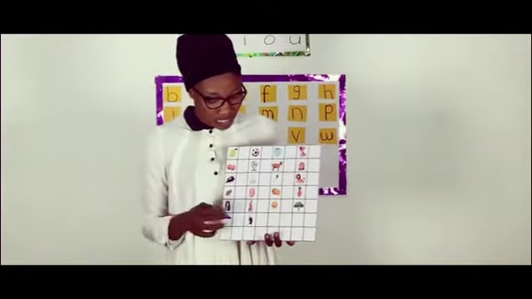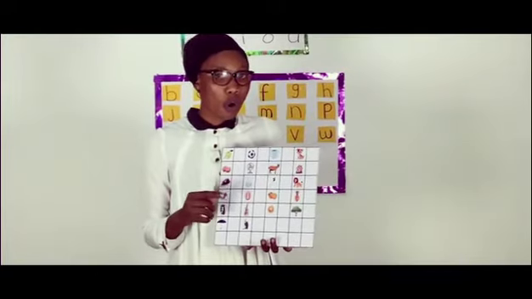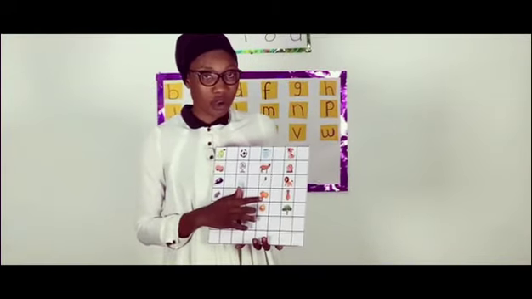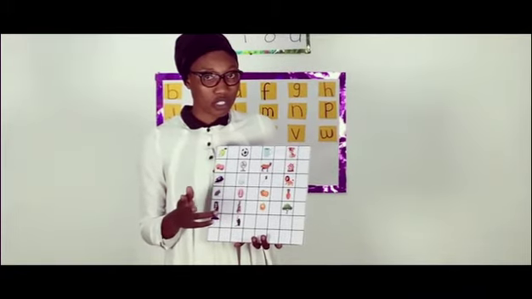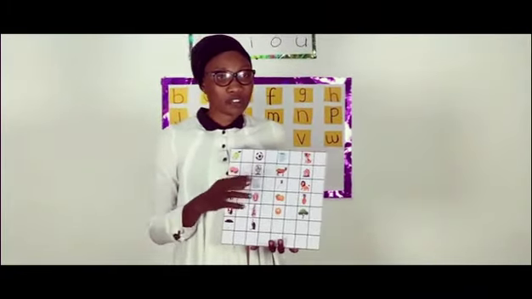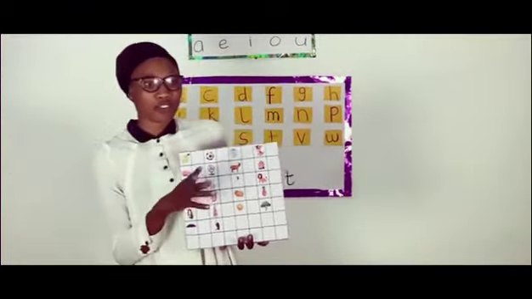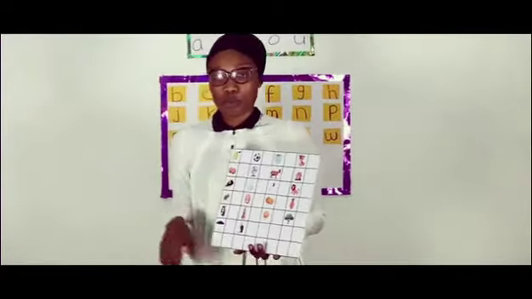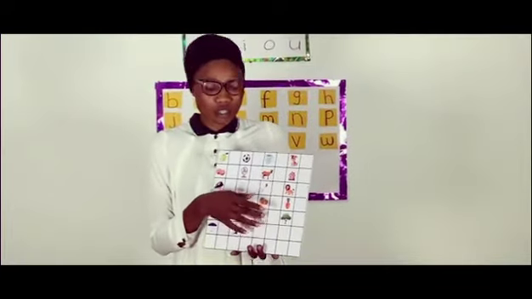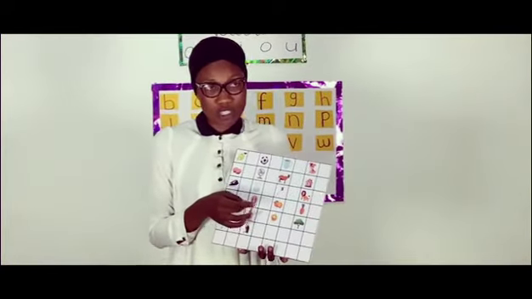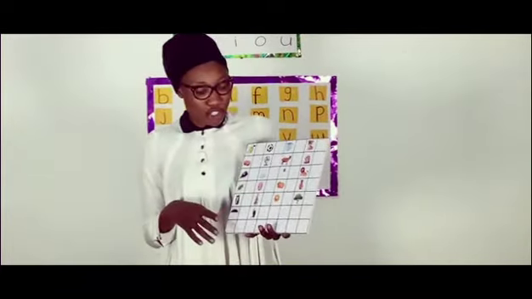The letter O sounds O as in orange. O as in octopus. We try to make the learning fun by going around for the child to see the real object. You can have an object in your room or on the compound, the environment, for the child to see as well. So O as in octopus.